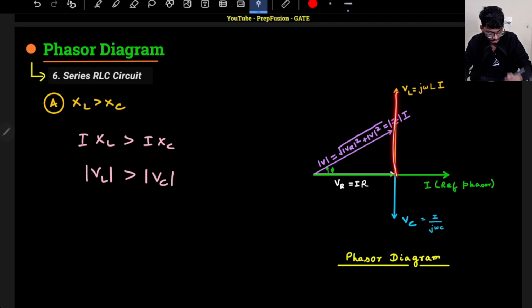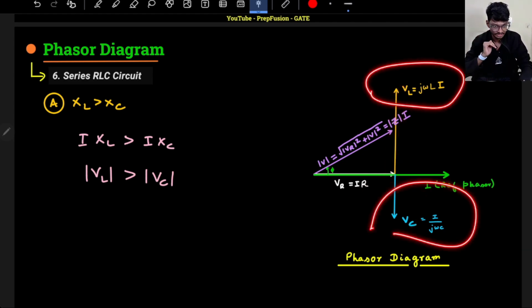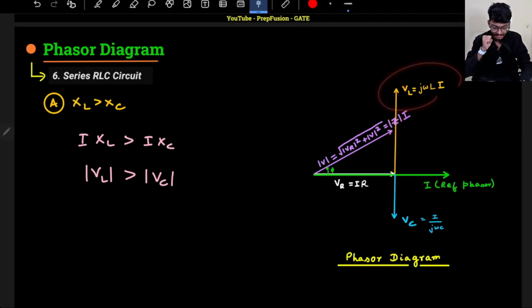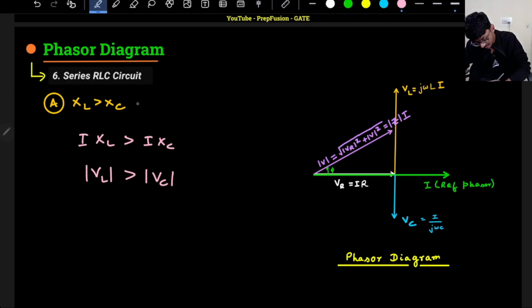So VL is the component that will lead the current, right? Because current is the reference. So this I into R will always stay here no matter what, because it will be in the same phase of I. But the magnitude, the length of VL will be higher than VC. So ultimately what will happen? It is the resultant of VL minus VC, right? As VL is higher, my resultant will be somewhat leading from the current. So the resultant voltage is leading from the current, or the resultant current is lagging from the resultant voltage. That's why overall it is an inductive behavior.